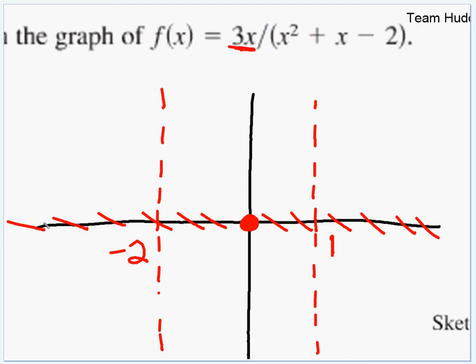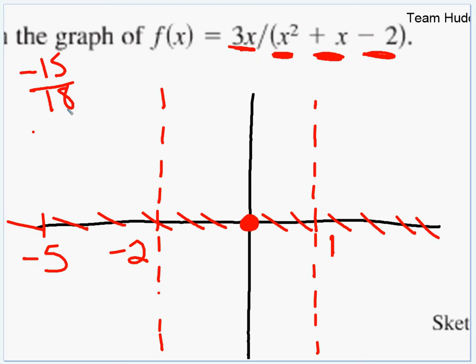Let's see if we put in a -5. If we get a positive answer, we'll be up here. Negative answer will be below. So if I put -5 in the numerator, I'll get a -15. If I put -5 here, I'll get a 25. -5 is 20. -2 more is 18.